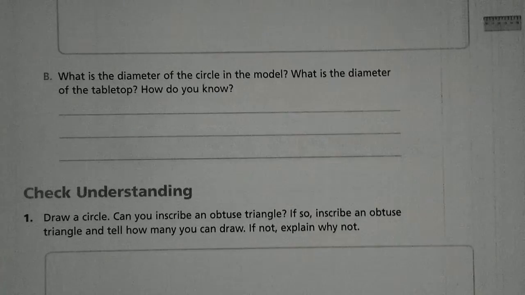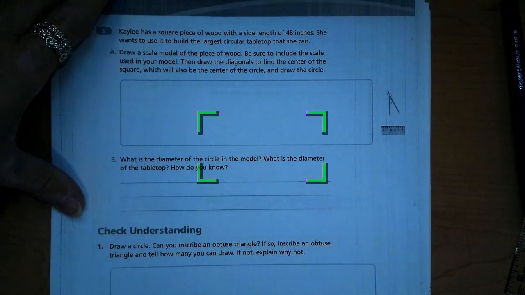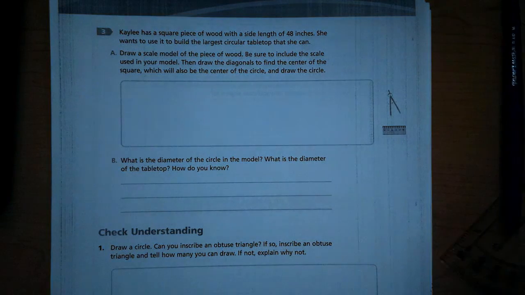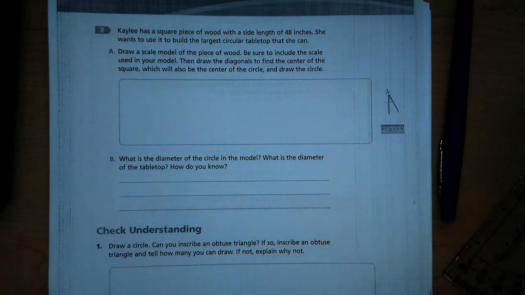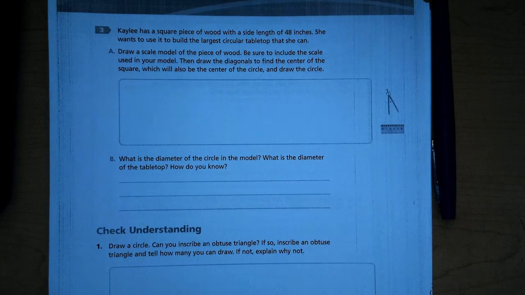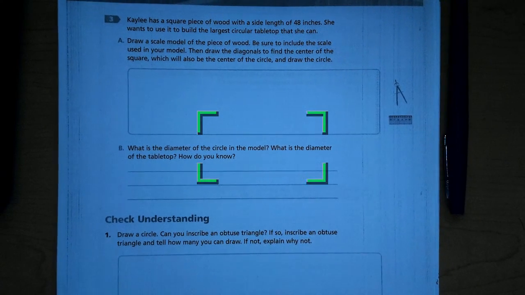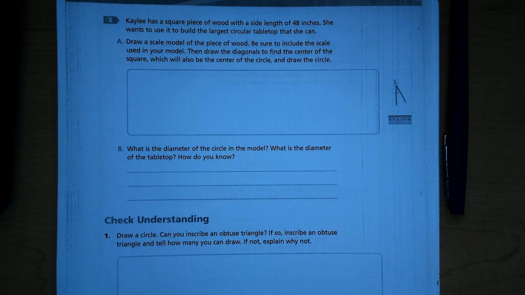If you were doing it in a book or in Seesaw, we're back at number 3, which is on page 296. If you have a protractor and a compass, then get that out. If not, you'll just have to follow along with what I'm doing. It says Kaylee has a square piece of wood with a side length of 48 inches. She wants to use it to build the largest circular tabletop that she can. Draw the scale model of the piece of wood. Be sure to include the scale used in the model.